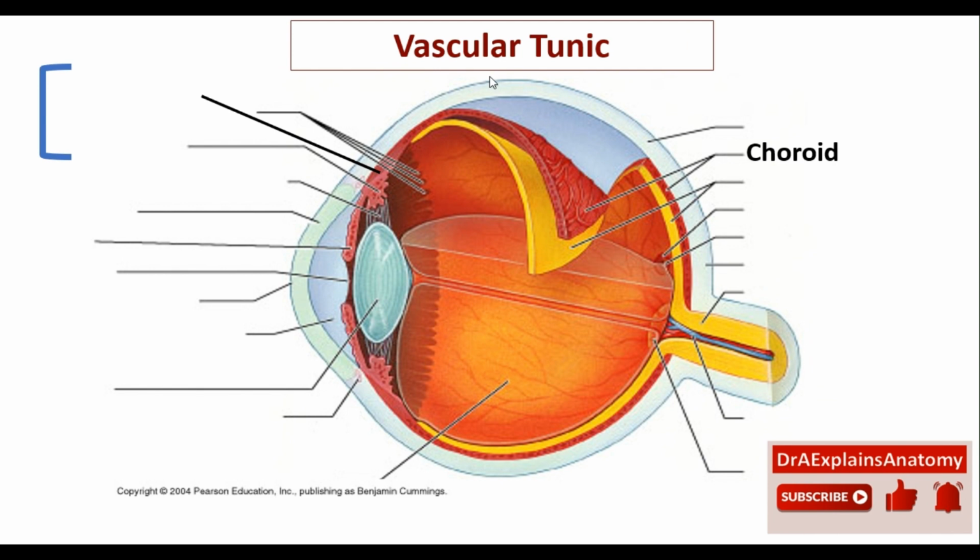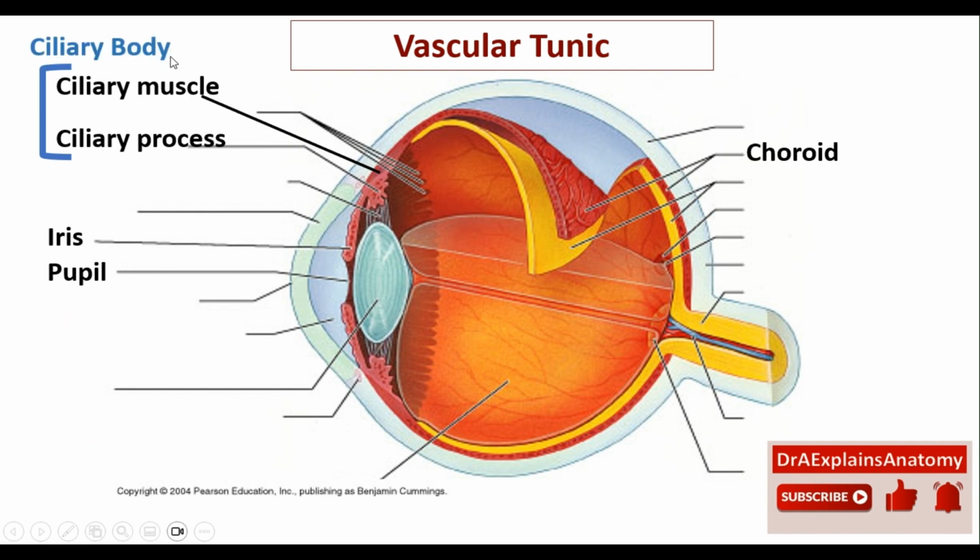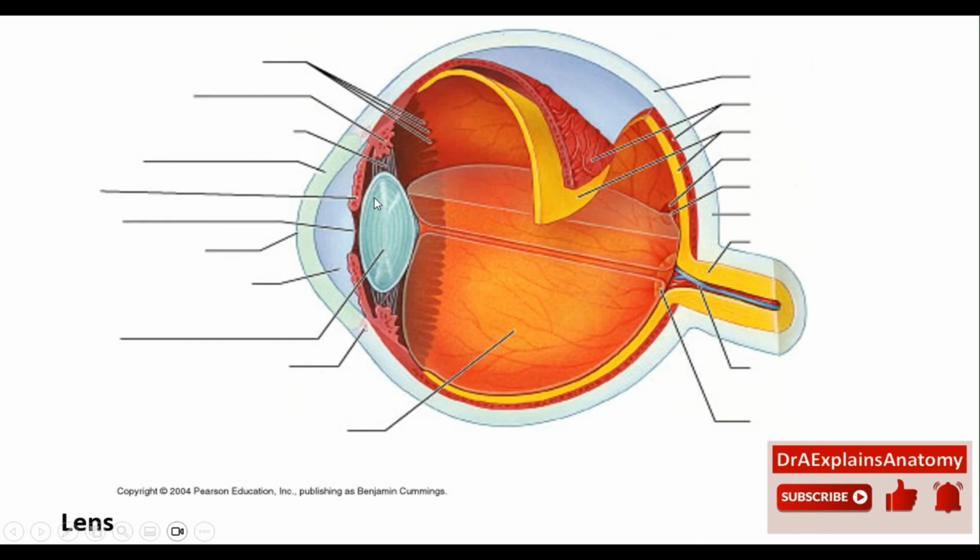Moving to the vascular tunic, we can see the choroid. This is the iris, which is the colored part of the eye. The opening in the iris is the pupil. This right here is the ciliary process, whereas this right here is the ciliary muscle, which is a smooth muscle, and they form the ciliary body. So the ciliary body is formed by the ciliary muscle and the ciliary process. This right here is the lens. The lens is attached to the ciliary process via the suspensory ligaments, also called the ciliary zonule.